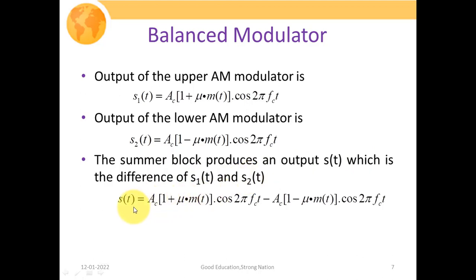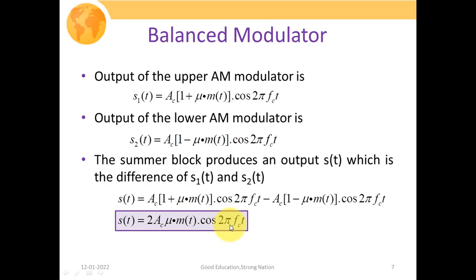So effectively S(t) is equal to Ac times (1 plus mu times m(t)) times cos(2 pi fc t) minus Ac times (1 minus mu times m(t)) cos(2 pi fc t). When we solve it, the Ac term, or you could say the carrier signal, cancels out, and we are left with 2 times Ac times mu times m(t) multiplied with cos(2 pi fc t), which is nothing but your DSB-SC signal.